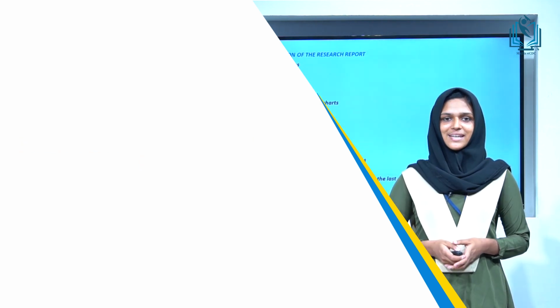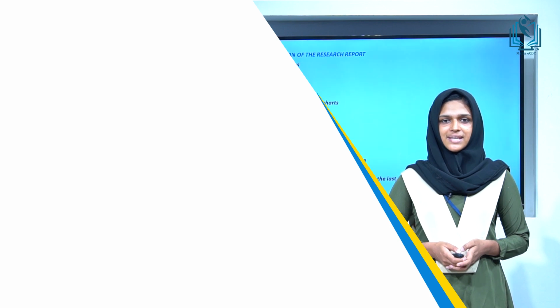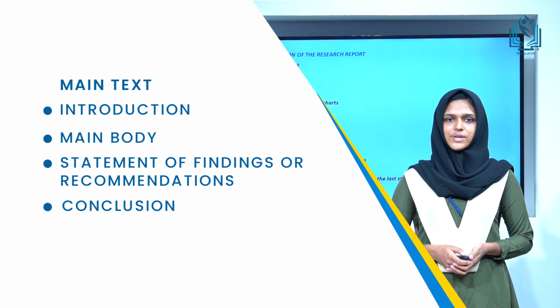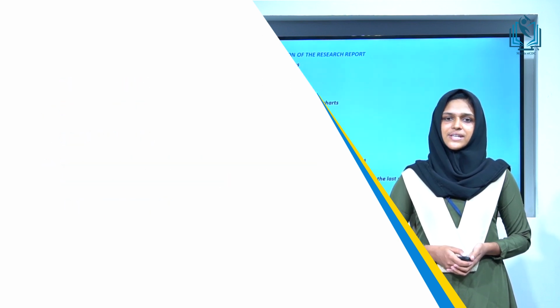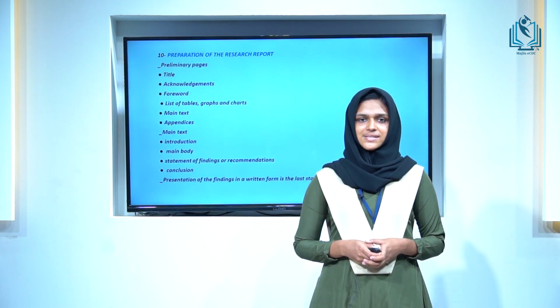The report should generally carry sections like preliminary pages with title, acknowledgement, foreword, list of tables, graphs and charts, followed by main text and the conclusion. The main text of the report is divided into introduction, main body, statement of findings or recommendation, and conclusion. Each and everything included in a report should be objective in style. Presentation of the findings in a written form is the last stage of a research. Introduction, summary of findings, main report, conclusion, appendices, and bibliography are the parts of a research.